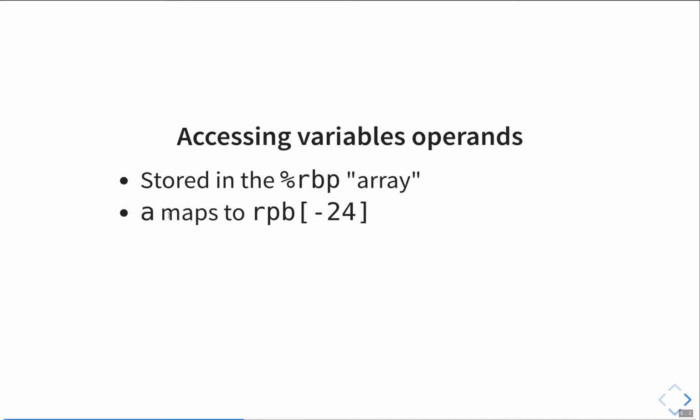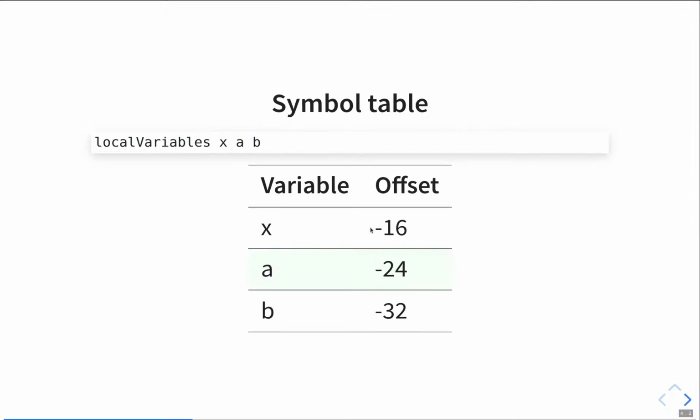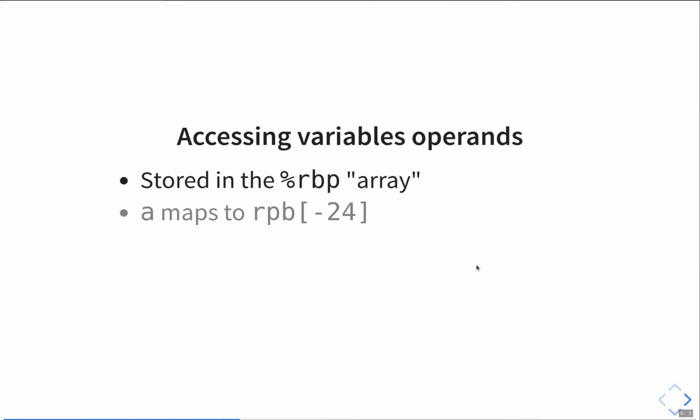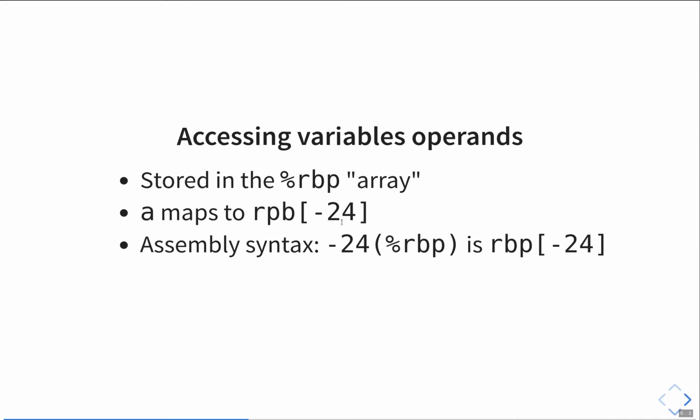To get the value of A from the RBP array, we would use offset -24. You could look at it like this if we were writing C code, and just to refresh you, this is because the value A here was at offset -24. So in this example, we would use -24 for the offset to get the value of A. And in the assembly code, the syntax is slightly different. We list the offset first, then in parentheses, the base address that we're getting the offset from. So these are basically equivalent assembly to C, like a one-to-one mapping.